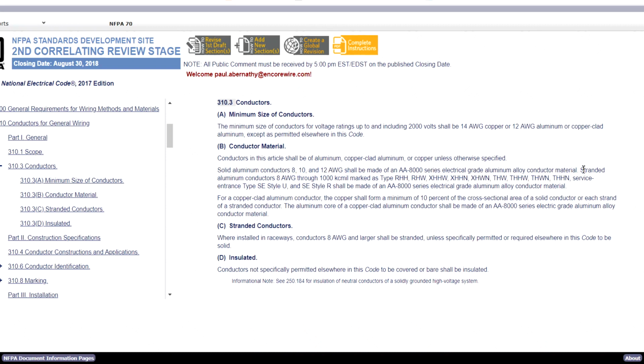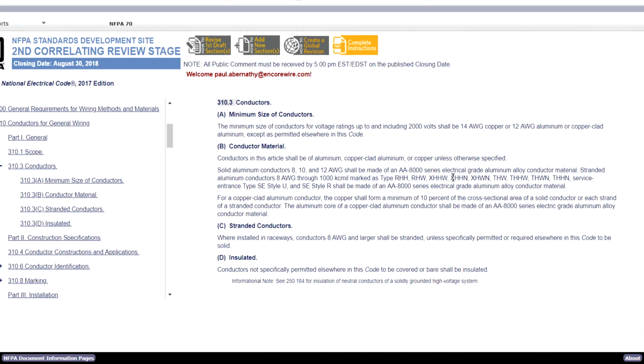Now, it also goes on to say stranded aluminum conductors 8 AWG to 1000 kcmil marked as RHH, RHW, XHHW. Again, remember this would include all variants of that, like XHHW-2, which we've learned in previous videos that the -2 just means it's okay to use it at 90 degrees, whether wet or dry. Ultimately, you're still going to be bound by the terminal limitations of 110.14(C). If you didn't know what that was, you need to go watch our video called Derating Demystified. I explain all that having to do with terminations, and we have a video for that.